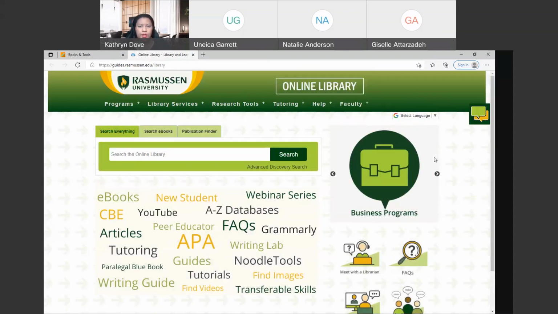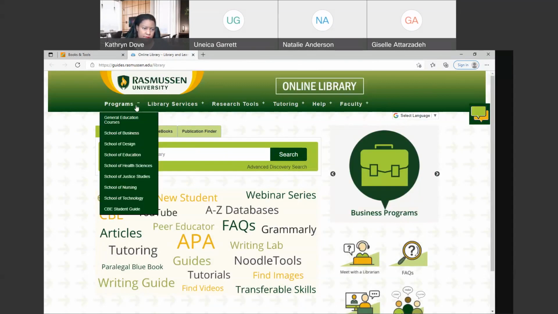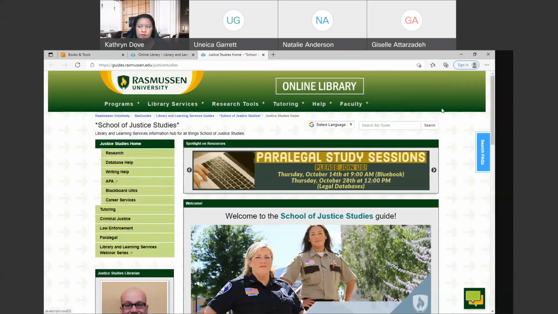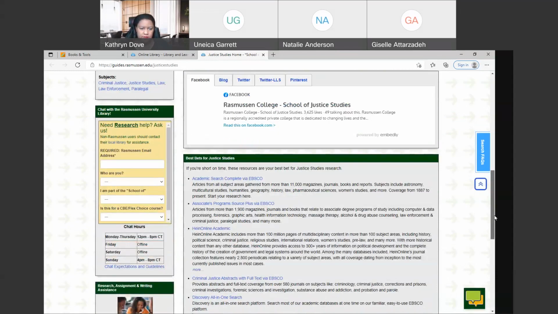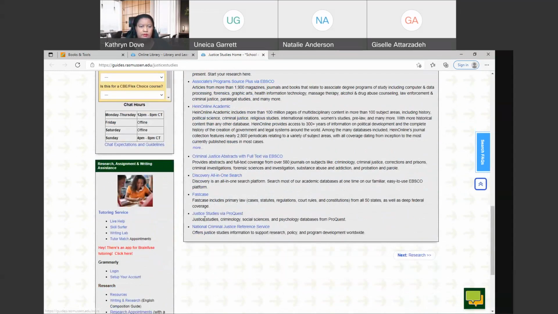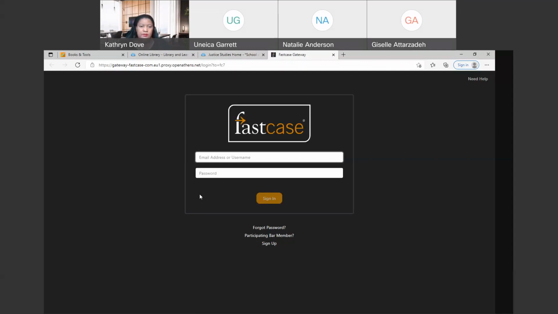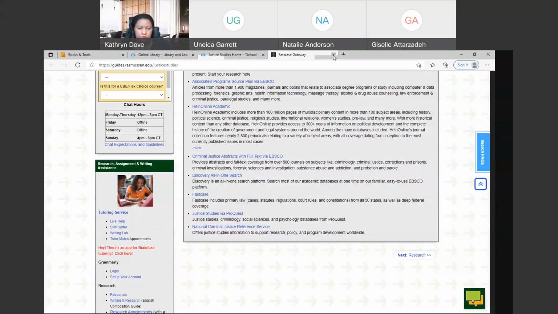I want to go to Paralegal, School of Justice Studies. I want to go to Fastcase. There it is. Fastcase. What I like about Fastcase is it gives you a Google style search engine. Now it wants a password, username. I'm not going to give it a password, so we'll just do this another way.